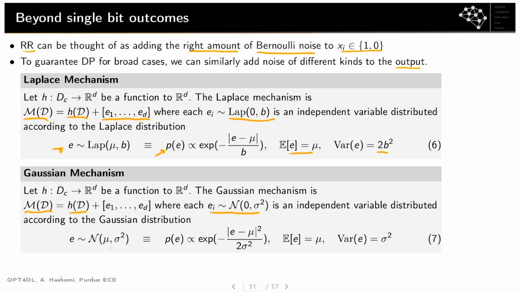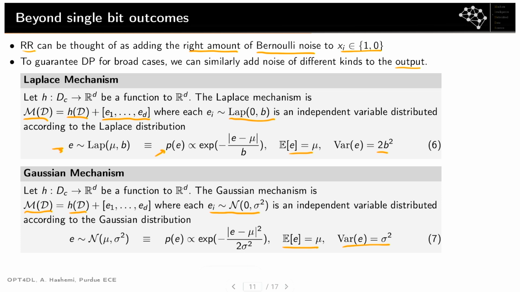Just to refresh your memory, the probability density of a Gaussian distribution is proportional to the exponential of minus the absolute value of e minus mu, squared, divided by 2 sigma squared. Again, the mean is mu, and the variance is sigma squared.